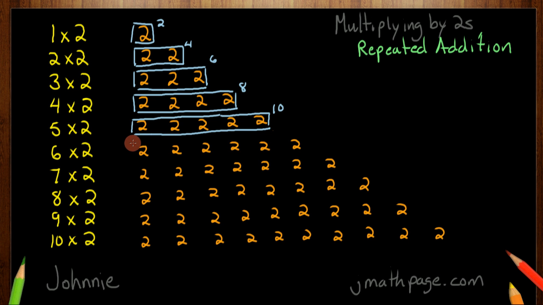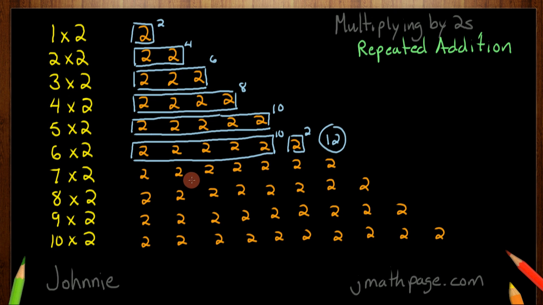I see that I have 5 2's here, and I know that that makes 10, and I have one more 2 over here. So I know that 6 times 2 is 10, and 2 more. So the total for this is going to be 12.